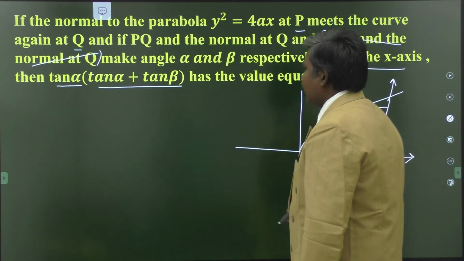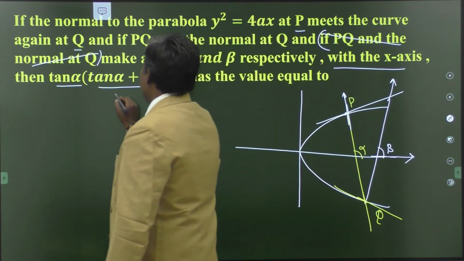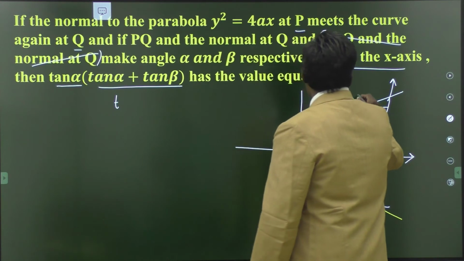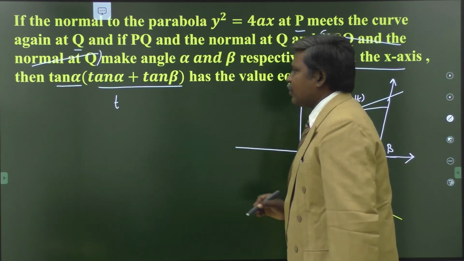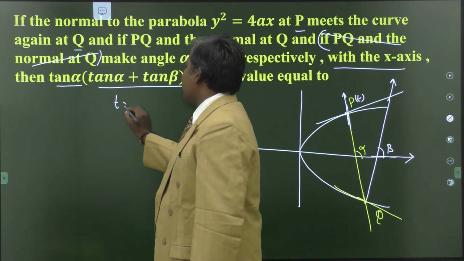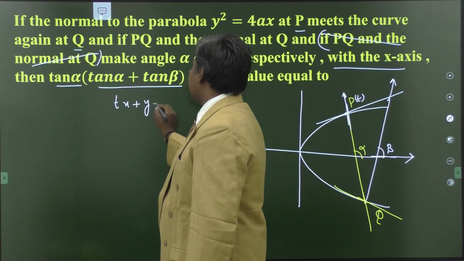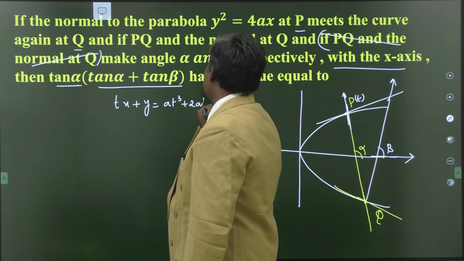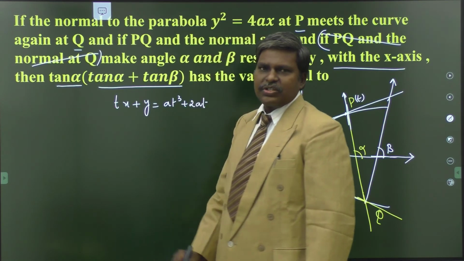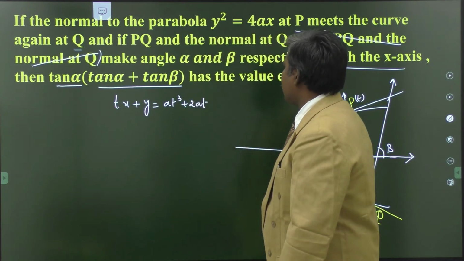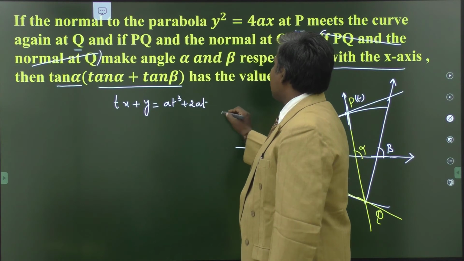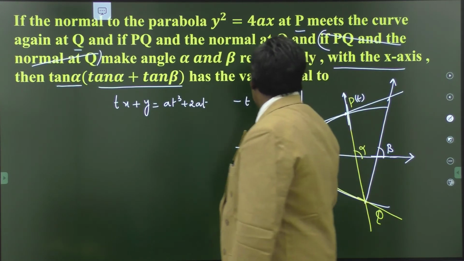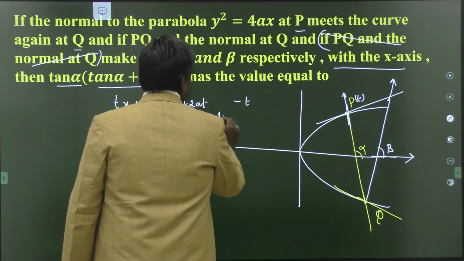What is the equation of the normal at P? Normal at P of t, say. Suppose the coordinates of P are at square comma 2at. The equation of the normal at t is tx plus y equals 2at plus at cube. Its normal slope is what? Minus t. Therefore, tan alpha is equal to minus t.